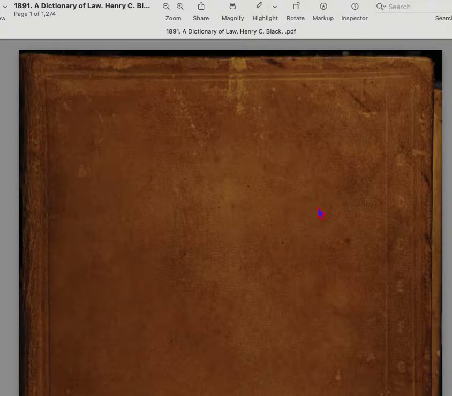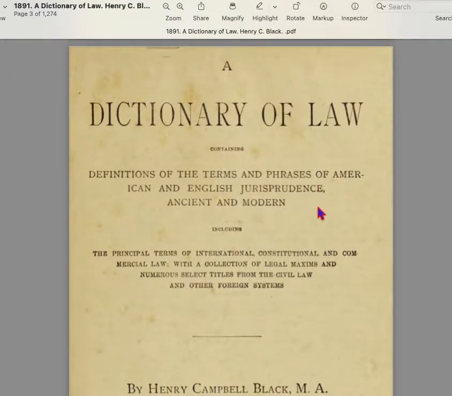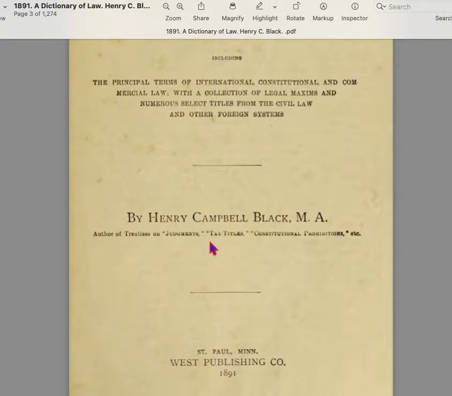One of the things we need to understand is the relationship between the Articles of Confederation and the Constitution, as well as the relationship between the independent states and the dependent states. So in this dictionary, a dictionary of law containing definitions of the terms and phrases of American and English jurisprudence, I'm going to go over one phrase, and it's federal government.